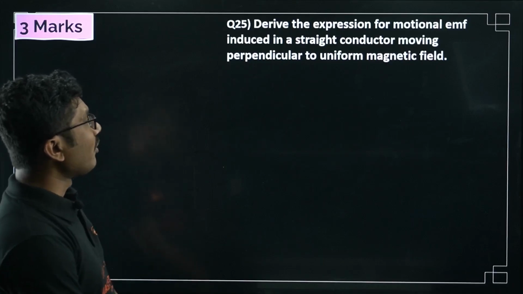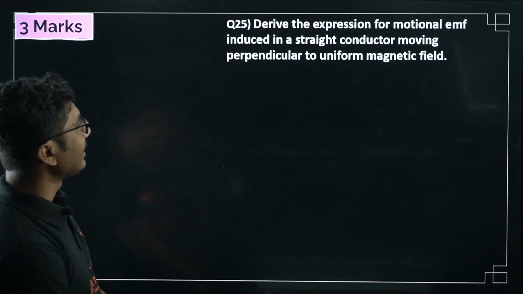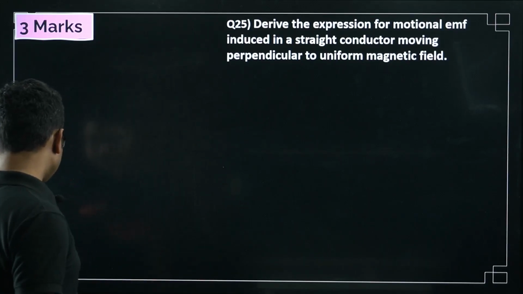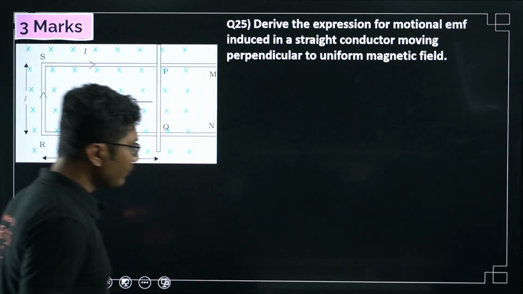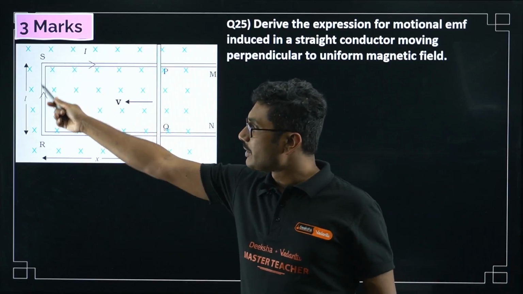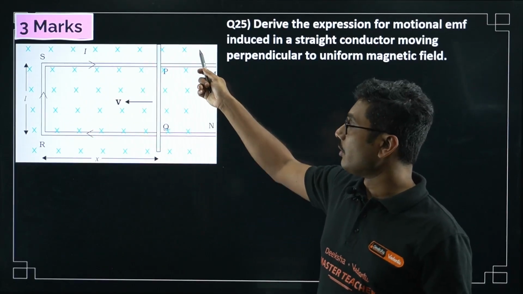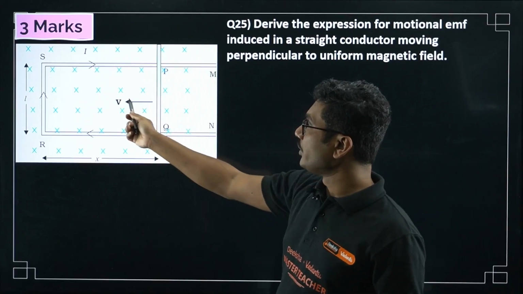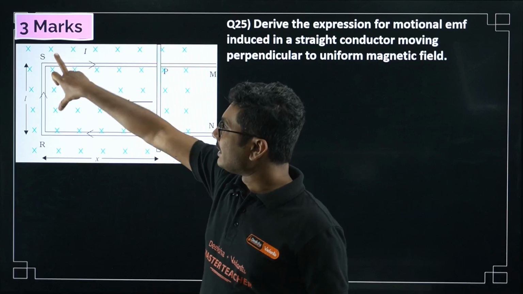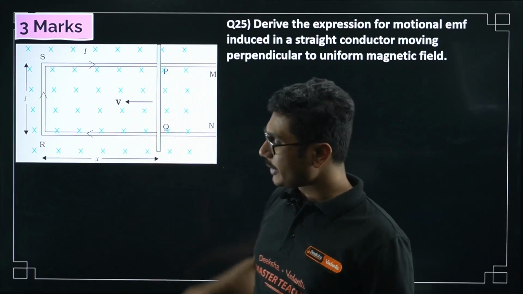Derive the expression for motional EMF induced in the straight conductor moving perpendicular to a uniform magnetic field. First we have to draw this diagram, where this frame is compulsory. This is a moving wire frame which is moving with the velocity v. The distance at some time is x. This height is L, which is fixed. Magnetic field into the page of the paper.